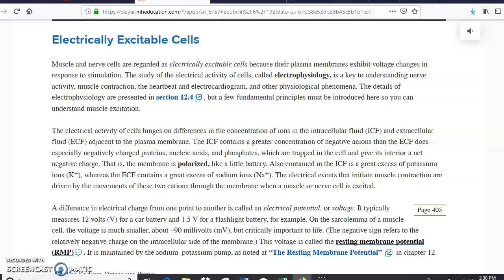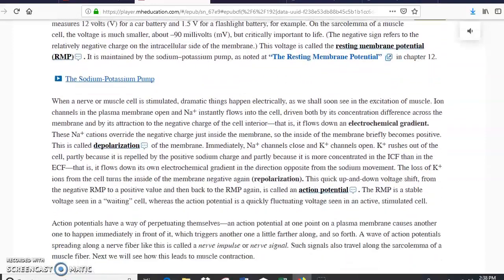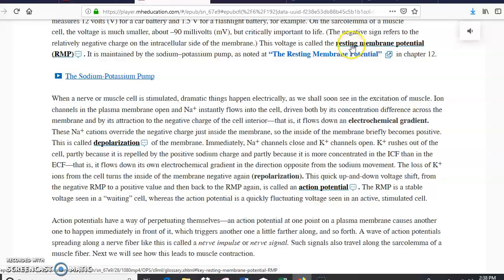Okay, now that we know how we get possible ions in order to get electricity inside our bodies, we need to understand a couple of very important concepts. The first one is going to be the resting membrane potential. Next one is going to be the depolarization. Another one is going to be repolarization right here. And the last one is going to be action potential.